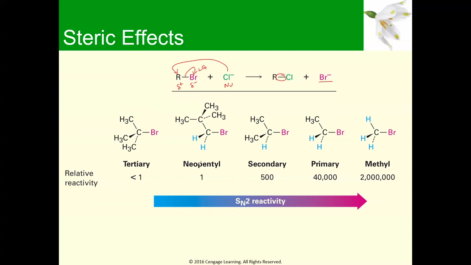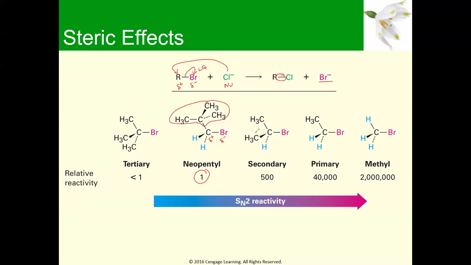So if we just start with this, this is kind of our standard. We'll call that relative reaction rate 1 of 1, the neopentyl, where in this case, the electrophile, that partially positive carbon, has got 2 hydrogens on it and then a T-butyl group. Okay? Well, that T-butyl group is really big. It's very bulky.